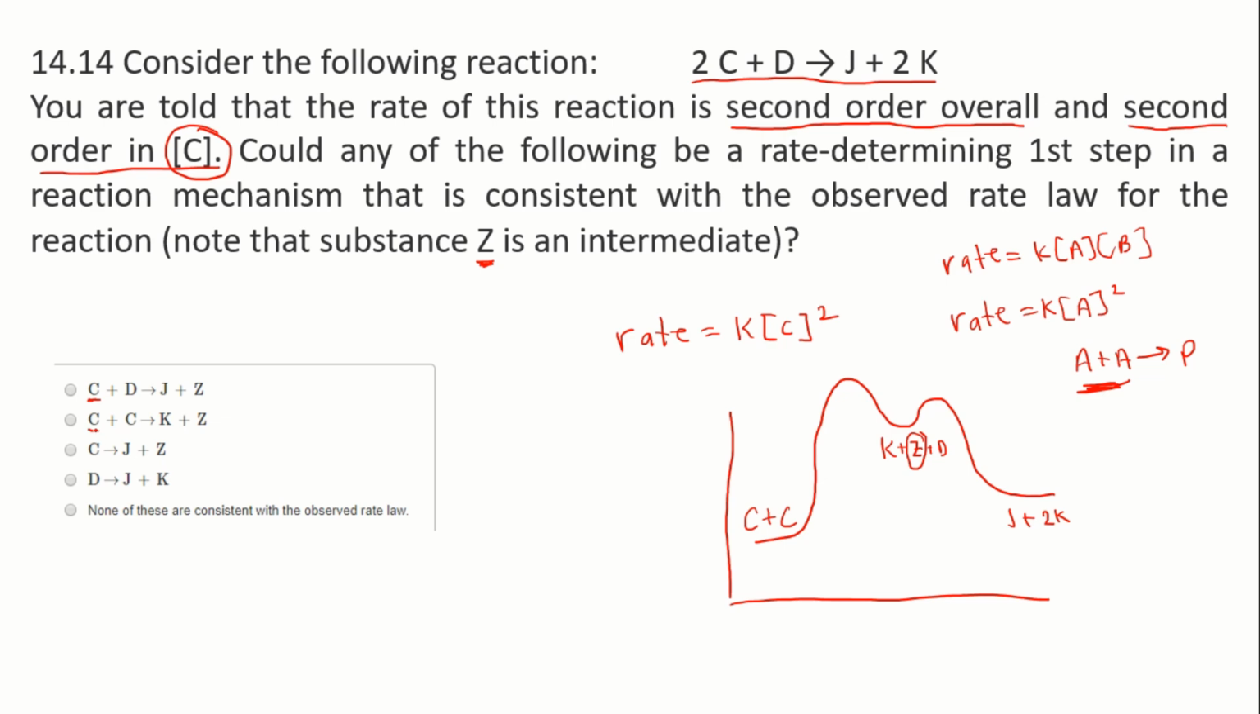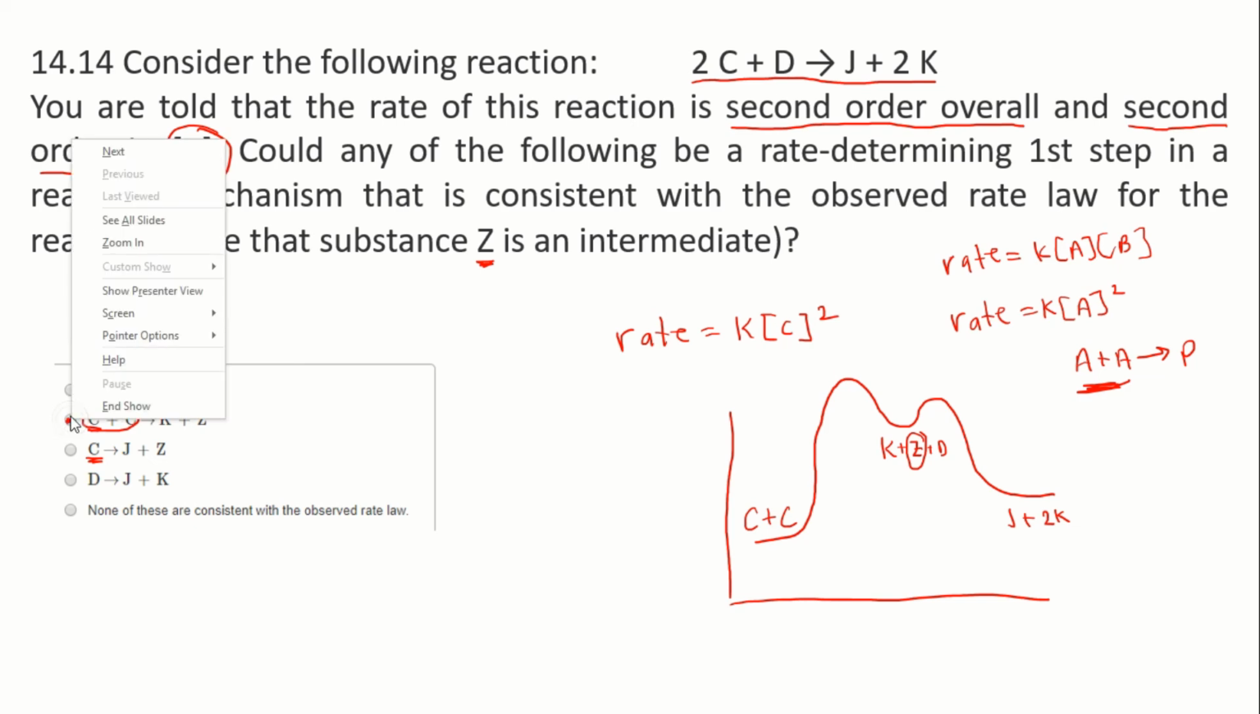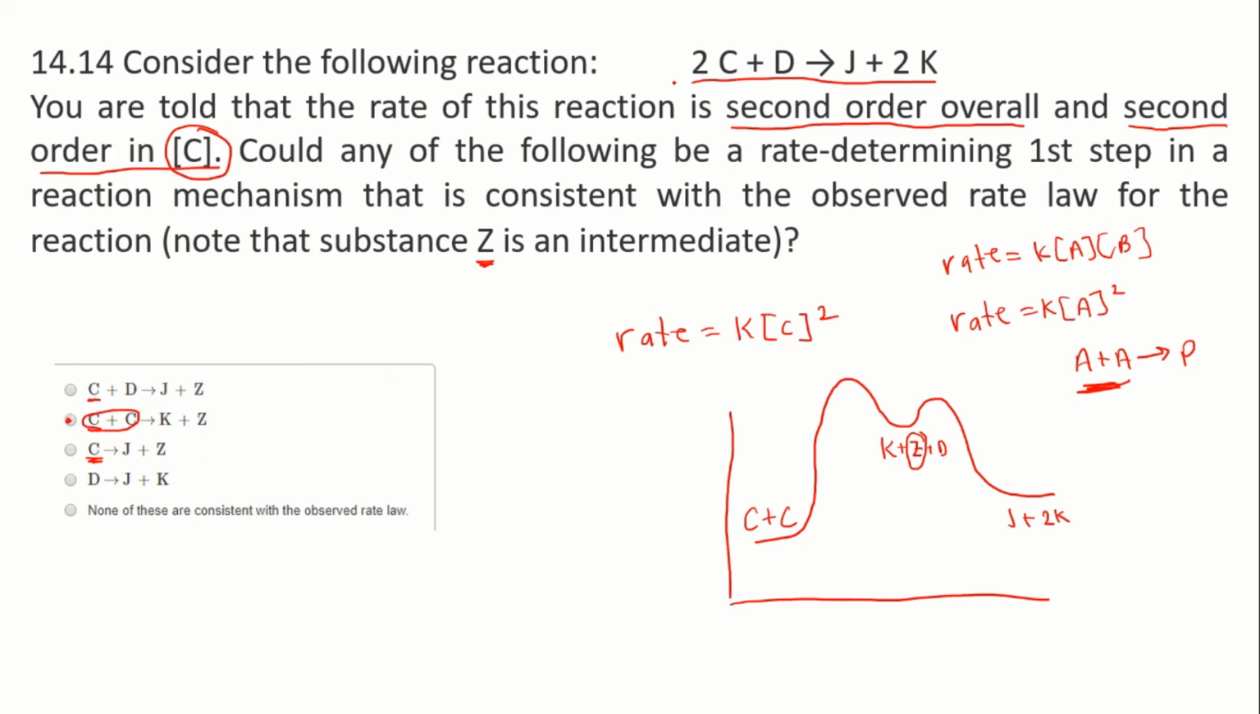But the important thing is that two molecules of C need to react, second order with C. One molecule of C doesn't help our reaction. C doesn't even show up in this reaction, so that doesn't help our case. And then we can cancel out none of these above because the second choice here is second order with respect to C. So hopefully that helps understand what that question was looking for.